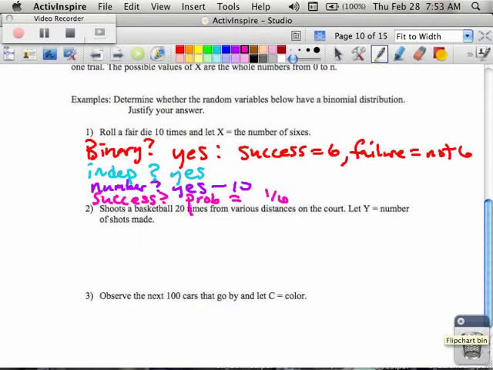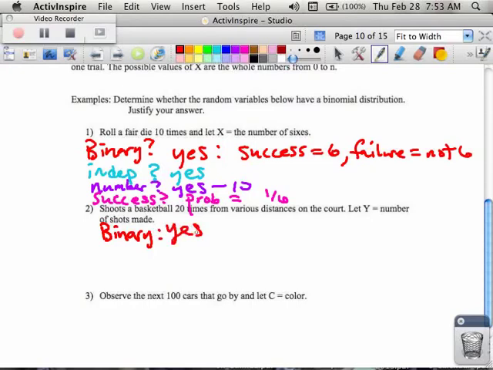Number 2. You shoot a basketball 20 times from various distances on the court, and y is the number of shots made. So when I look at that, what I see is, first of all, is it binary? Can you either make your shot or not? Yes.